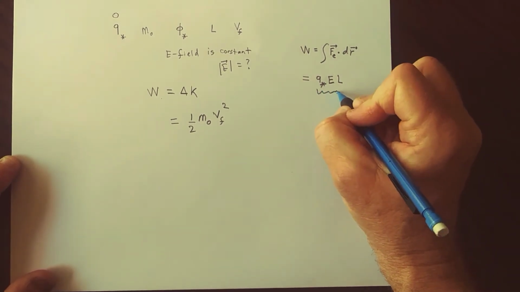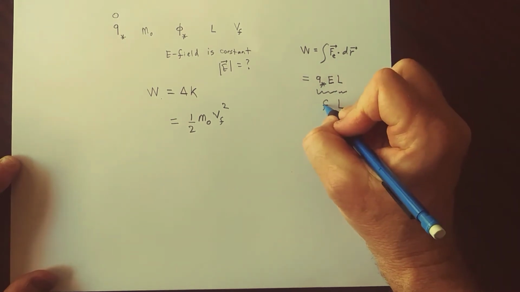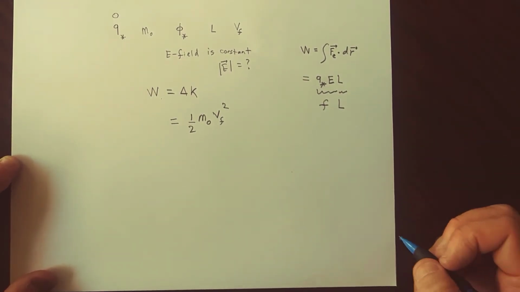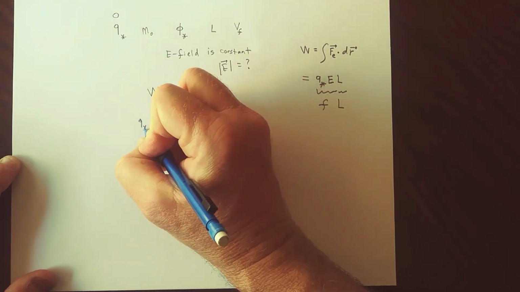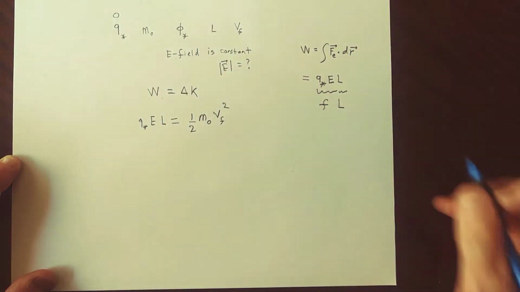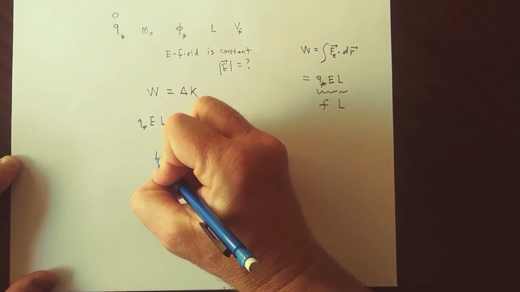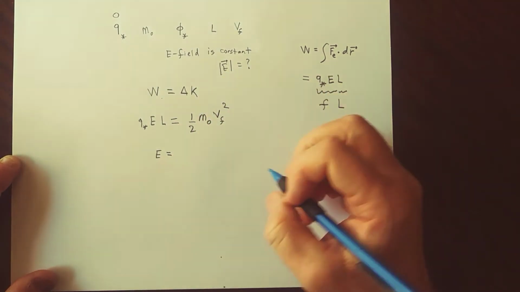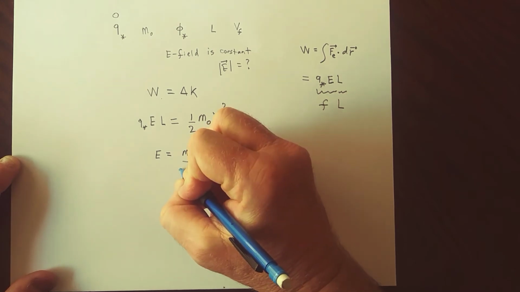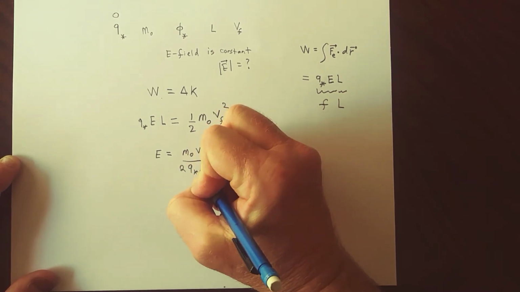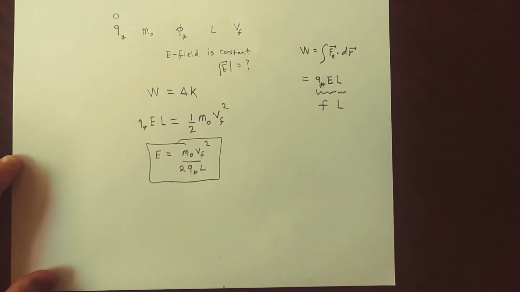It becomes force times the distance, force times L. And the force is unknown because we don't have the electric field. But we can write it here as Q star EL. And we see that the only unknown is the magnitude of the electric field, which then becomes m naught V final squared over 2 Q star L. And that's the magnitude of the electric field.